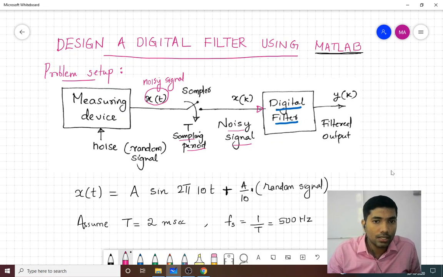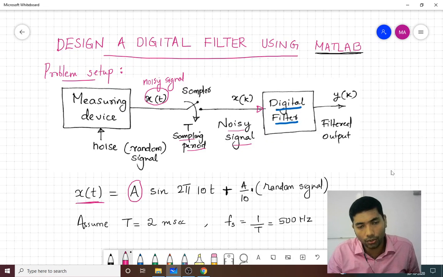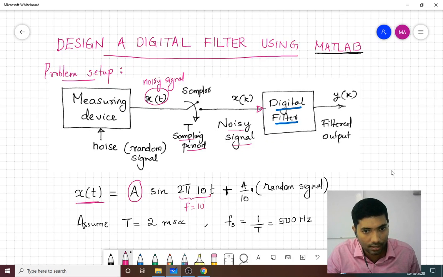So for ease of understanding, let's assume that the noisy signal is of this particular form: x of t is equal to A sine 2 pi 10 t plus A by 10 into random signal. So this A can be some magnitude. I'm not specifying any magnitude. You can take this A as your roll number. And here you can see that the signal is a sine wave with a frequency of 10 hertz. F is equal to 10 hertz because it is A sine omega t, where omega is equal to 2 pi f, and here f is equal to 10.